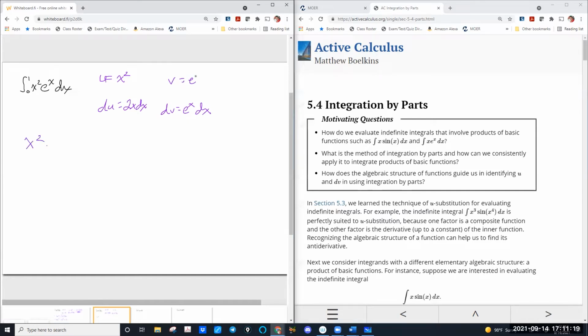uv, so, oh my goodness, I forgot an x. Apologies. x squared e to the x minus the integral of e to the x times 2x dx. All right, now we're gonna clean this up a little bit.